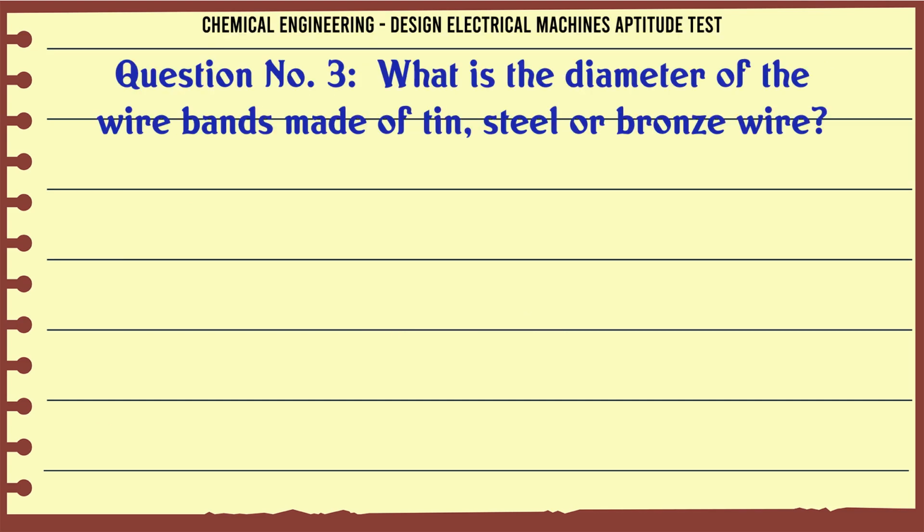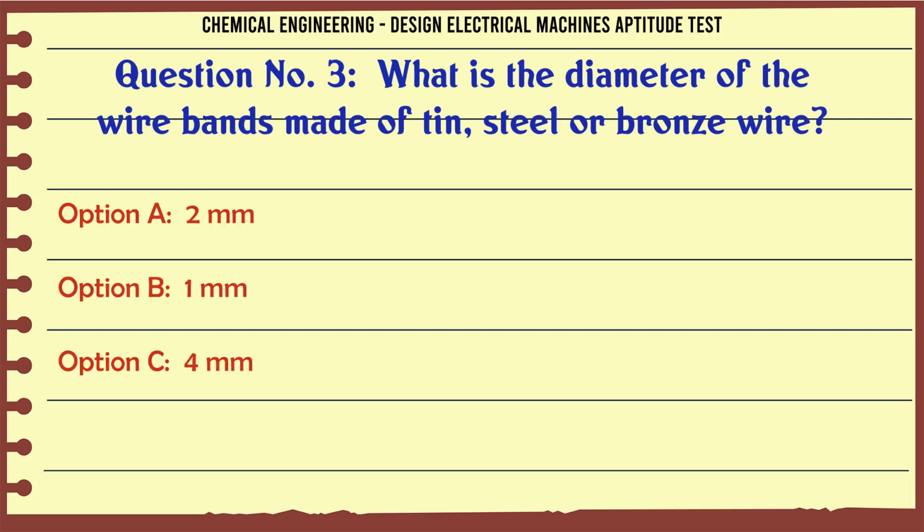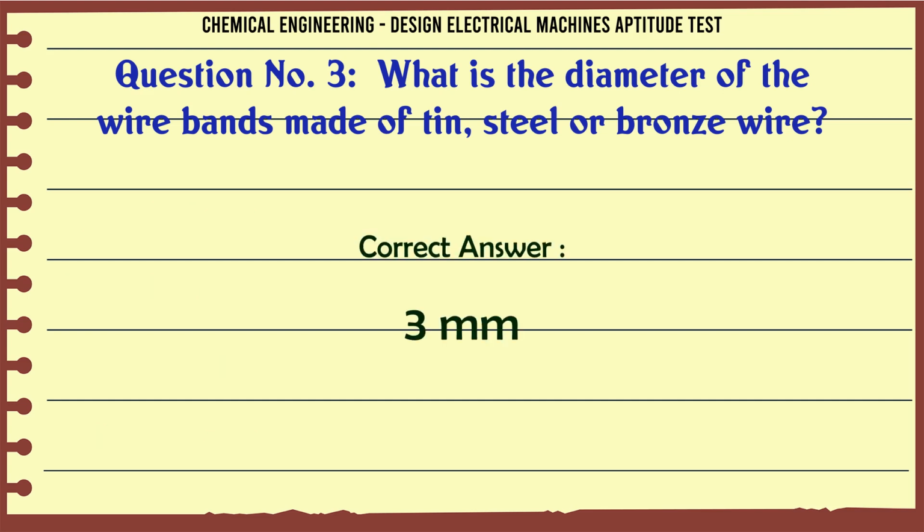What is the diameter of the wire bands made of tin, steel or bronze wire? A. 2 mm. B. 1 mm. C. 4 mm. D. 3 mm. The correct answer is 3 mm.